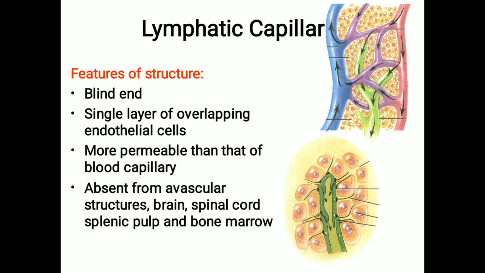What do you mean by lymphatic capillaries? You see here, this is a venous end, and this is the arterial end. The green color ones are all lymphatic capillaries. Features of structure: blind end, single layer of overlapping endothelial cells, more permeable than blood capillaries, and absent from avascular structures, brain, spinal cord, splenic pulp, and bone marrow.